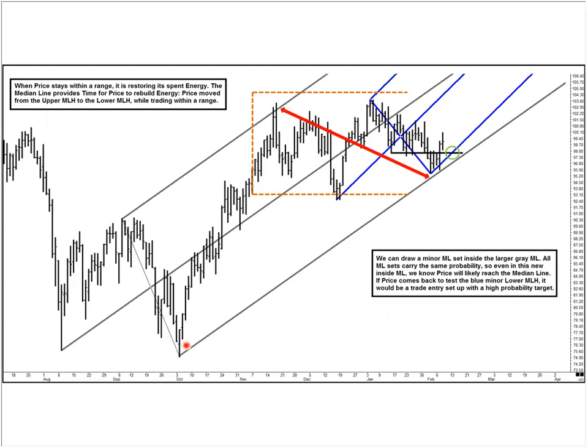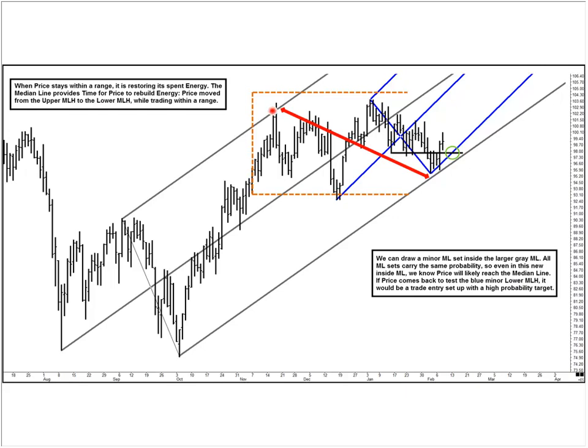Trees don't grow to the skies. You can't drive your car forever. You run out of energy. It's the same thing with price. Price zooms up, reaches its extreme. Then it has to restore its energy.